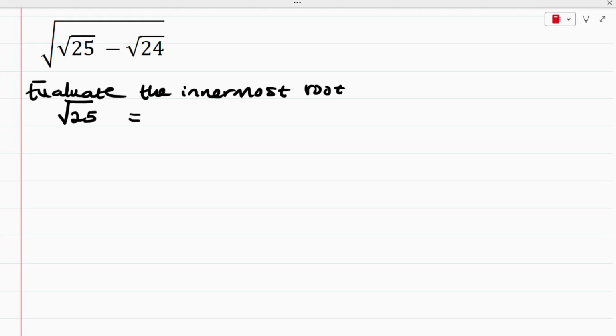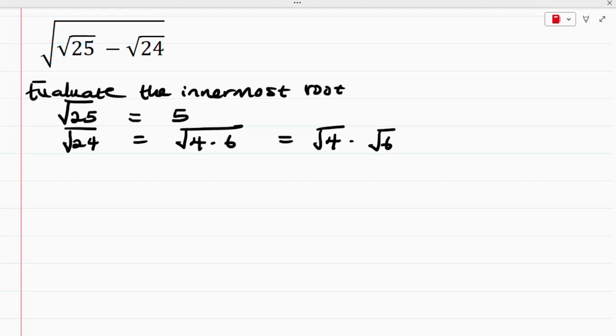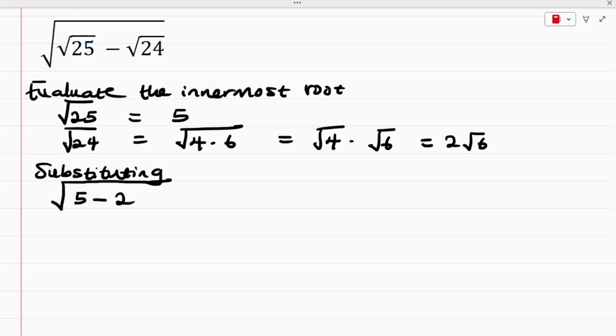Now we know that the root of 25 is equal to 5, and the root of 24 can be expressed as root of 4 multiplied by 6, which is equal to the root of 4 multiplied by the root of 6. The root of 4 is 2, and 2 multiplied with root 6 will give us 2 root 6. So substituting this into the equation right here, the original equation is going to become the square root of 5 minus 2 root 6. So this becomes the new equation.